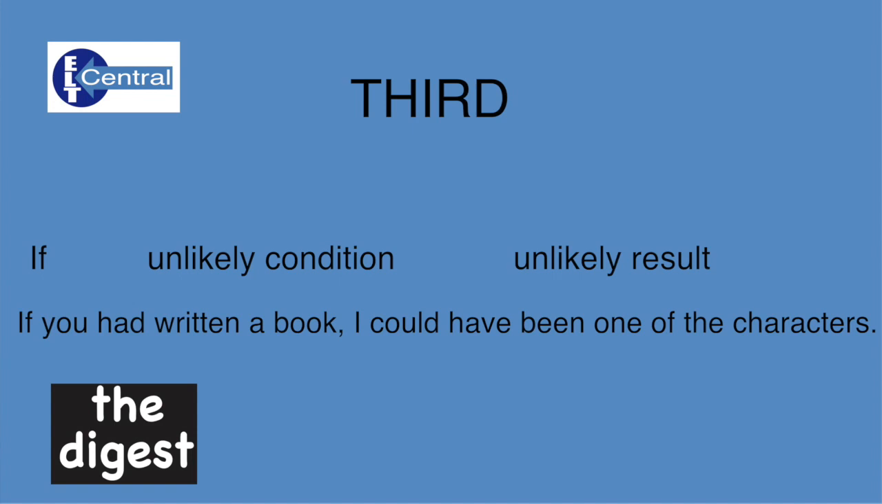So there's a different outcome to the thing that would have happened, or a regret if the condition had been met. We don't often use this as we already know what's happened. So it's in the past and it's all conjecture. Although it's worth noting if you want to become a writer, because if you had written a book, I could have been one of the characters.